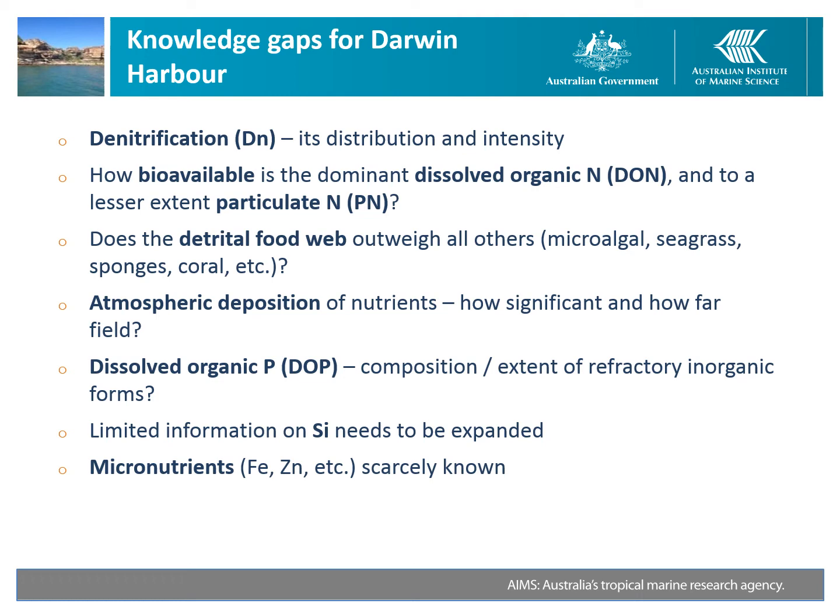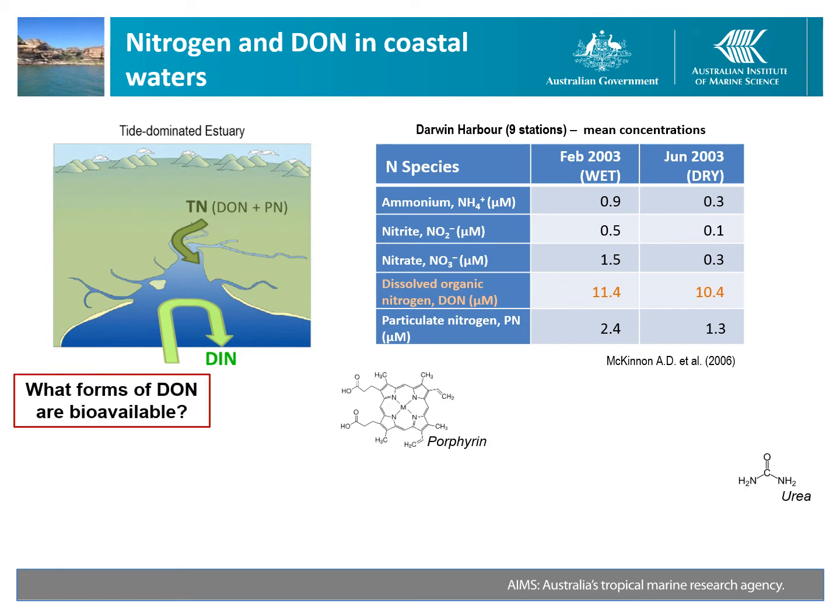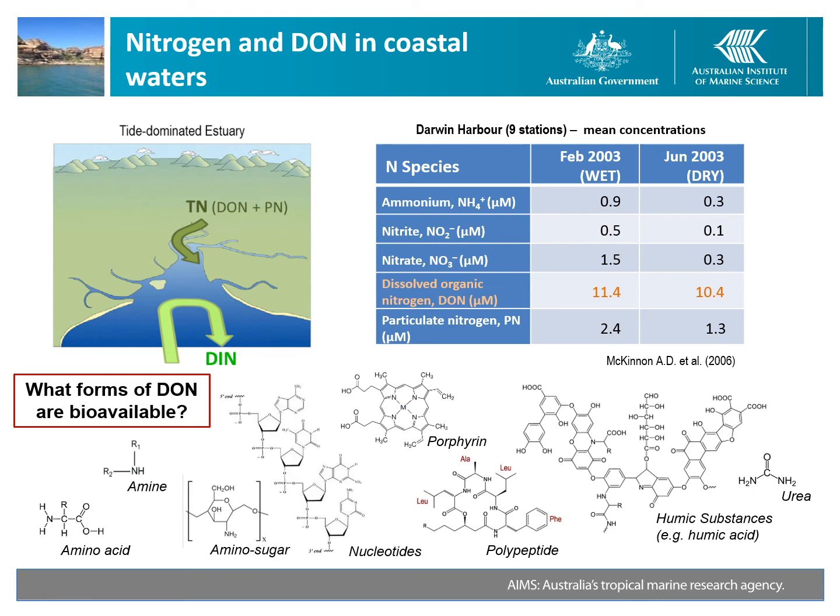I'm now going to focus on one of these and delve a little more deeply into it. The example I'm going to choose is the bioavailability of DON. I've earlier pointed out the importance of DON in the speciation of nitrogen in the harbour. It is either allochthonous, coming external to the waterway, or it is autochthonous, being produced within it. DON also spans different phases from truly dissolved through colloidal to particulate.